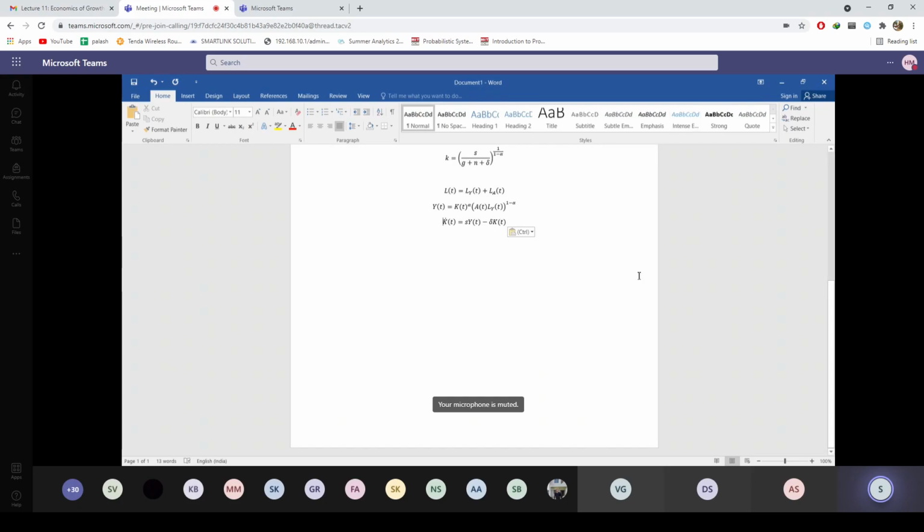Three inputs. Is it still a constant return to scale production function? Three inputs: capital, KT; labor devoted to producing final good output, LYT; and AT, the technology or total factor productivity, is also an input. Three inputs in the production function. Is it still a constant return to scale production function?